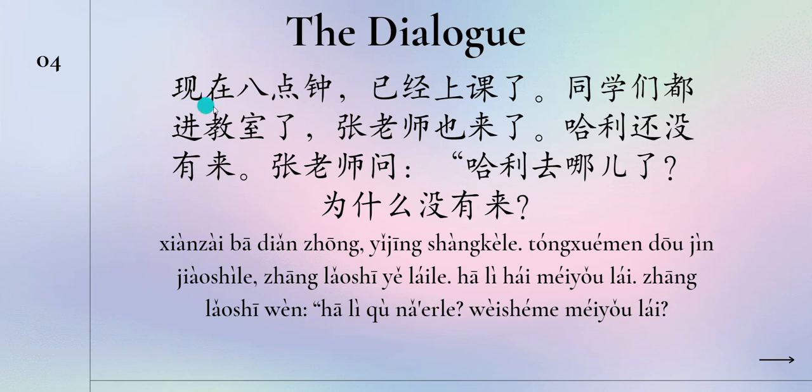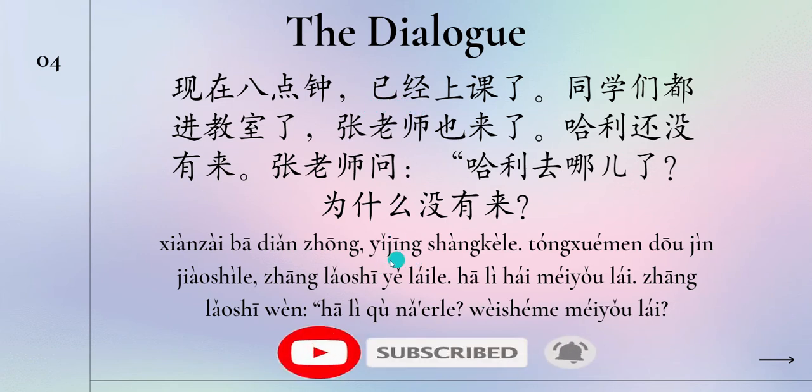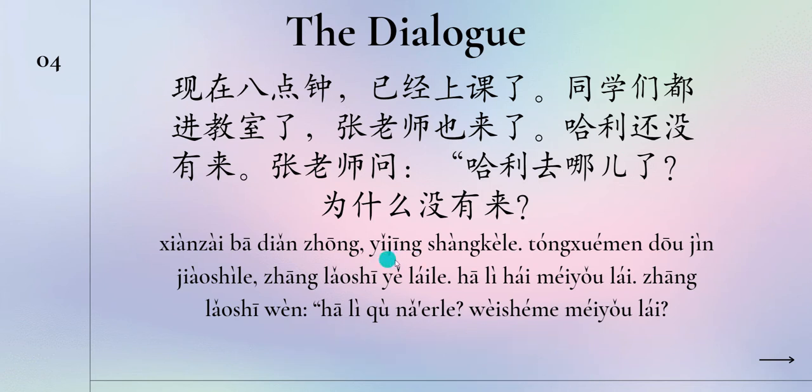Okay, this is about this. It's 8 o'clock right now. 现在8点钟. It's 8. Okay, 已经, the pinyin of this character is here. 已经 means already. 上课了. The class begins. The class already began. One of its meanings is to go to the class.